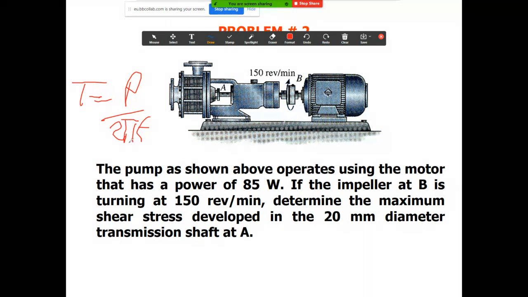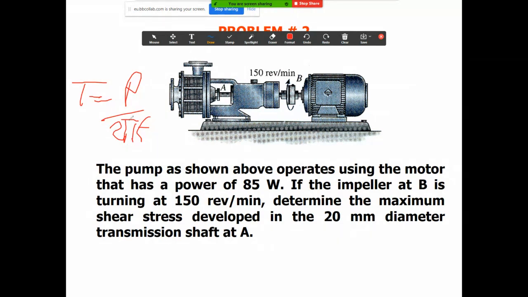Once you have the torque, we can calculate the maximum shear stresses in this shaft, which is a solid shaft. He gives us only the diameter. The maximum shear stress is the torque multiplied by c, the radius, which is 10 in this case, divided by J, which is pi over 2 multiplied by the radius to the power 4, which is 10 to the power 4. So you have T and all of this, so you will calculate the maximum.